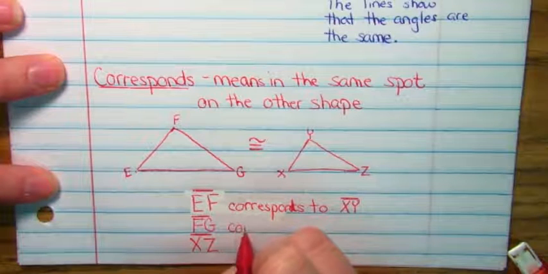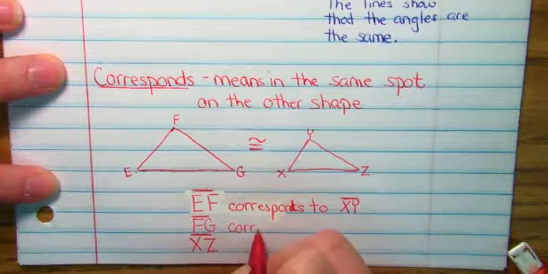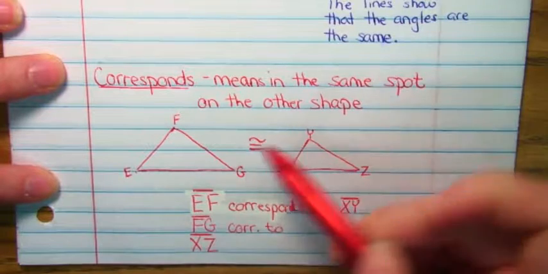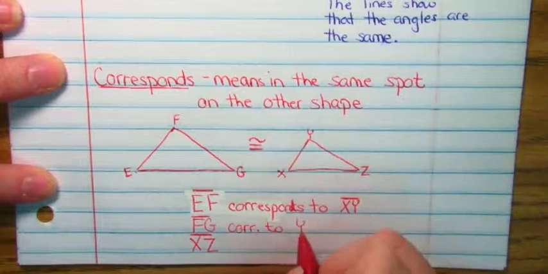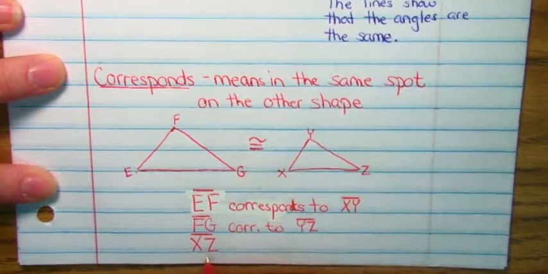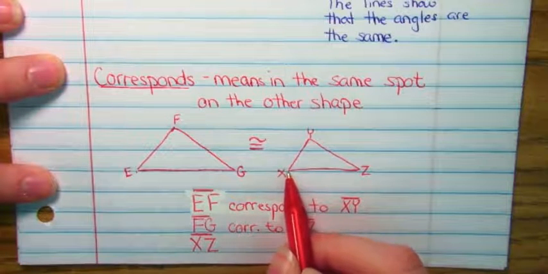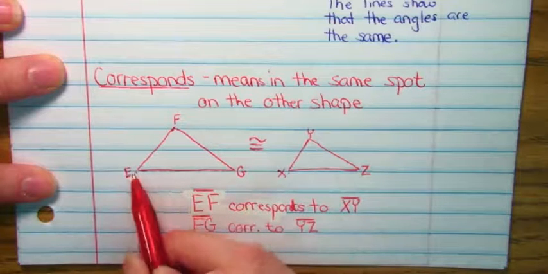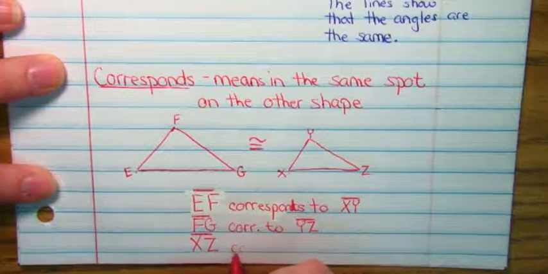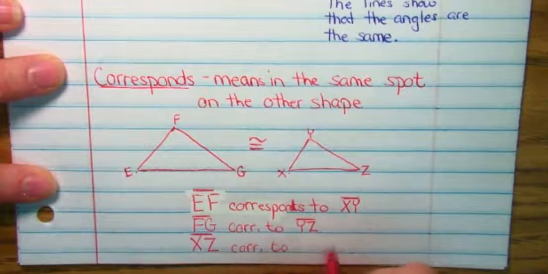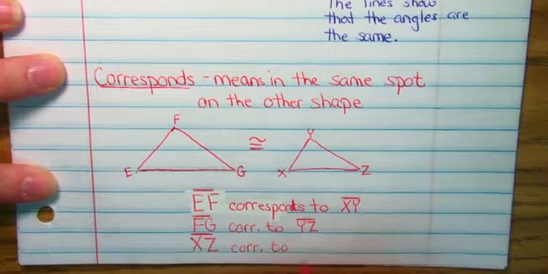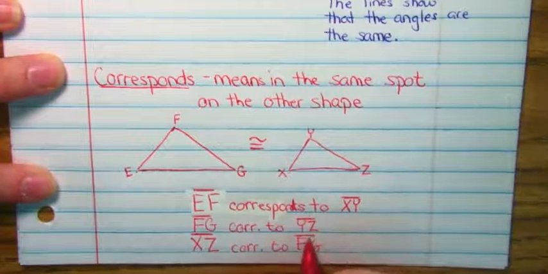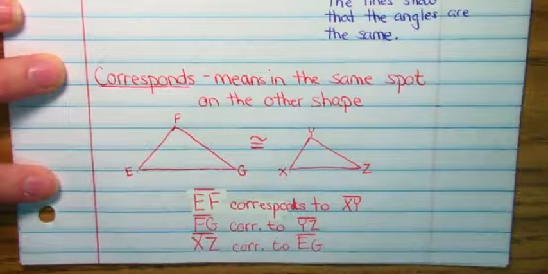So you should have got that F and G, I'm going to just abbreviate, corresponds to, if you look on the other one, from F to G is the same as from Y to Z. And then for the next one, X and Z, well, that's on our small one, that's okay, but from X to Z is in the same spot as E to G on my similar triangle. So we can go ahead and label that as the same. Since we went X to Z, I'm going to have to go E to G. Hopefully you're doing okay on that.